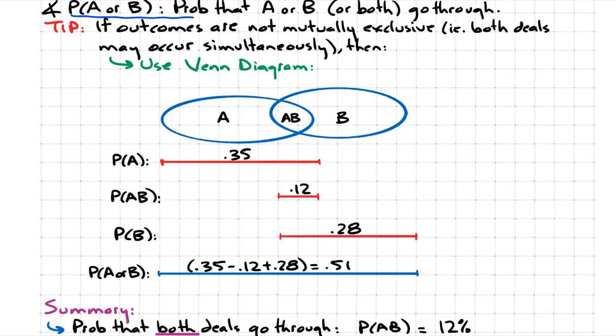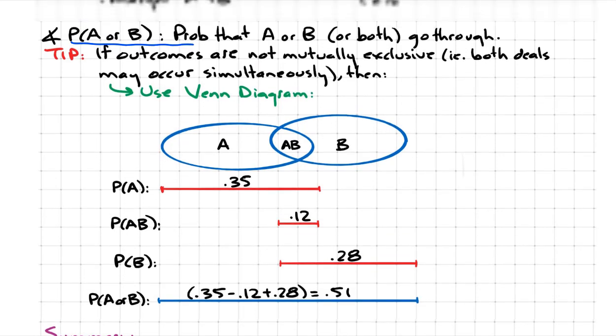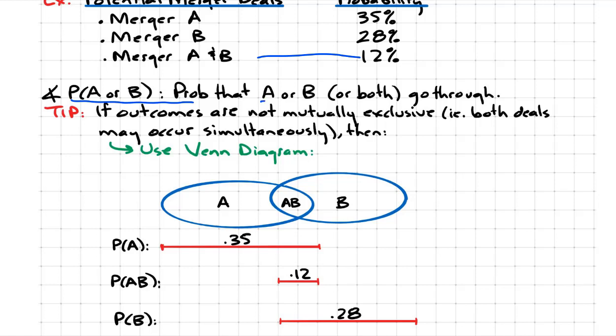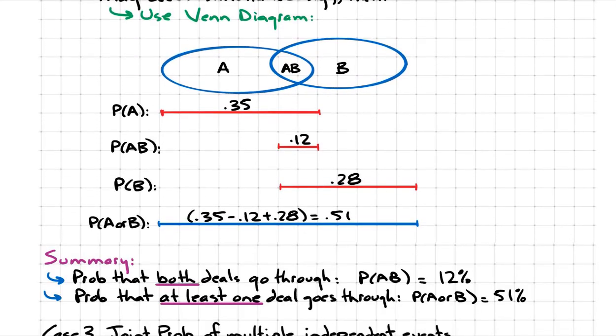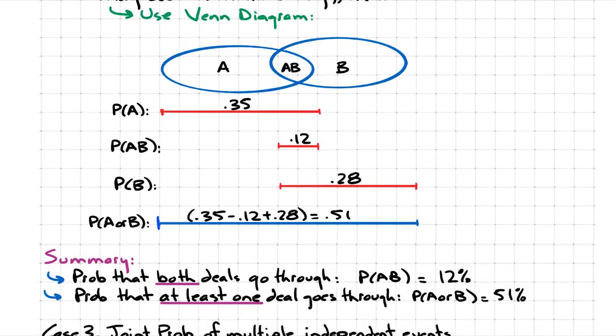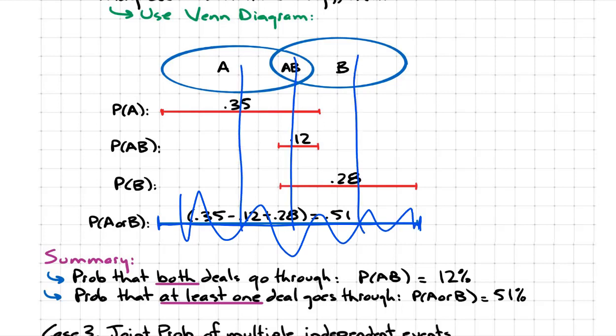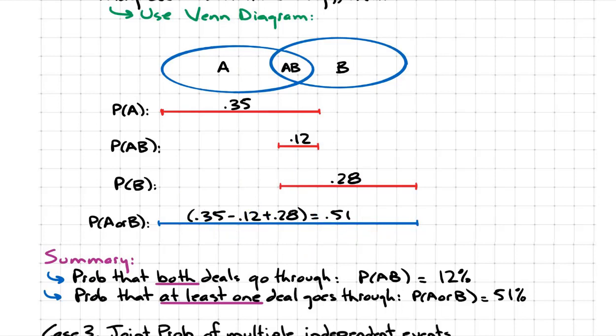Now, if you look at the question again, it says, what's the probability that at least one will go through? So if you read it carefully, it says A or B or both. Just give me the probability that at least one deal will go through. So all we have to do is find the length of this line, because if the event falls anywhere on this line over here, it means either A or B or both have gone through. So how do we find the length of that line? Well, we've got the three segments. We just got to piece it together.